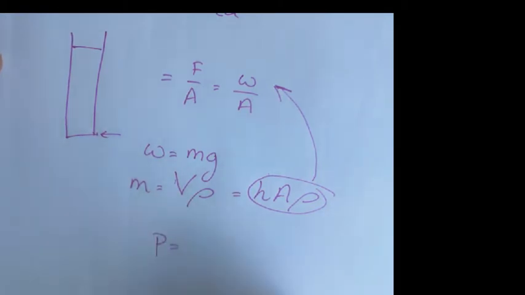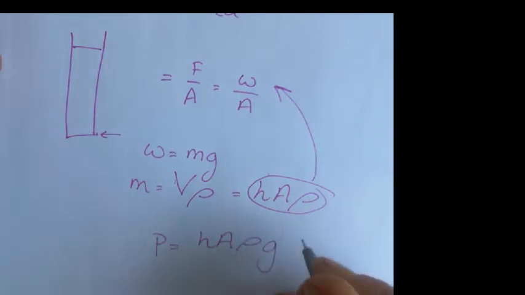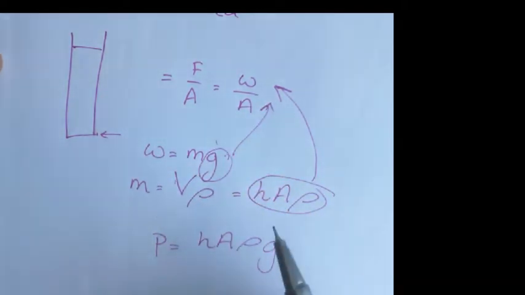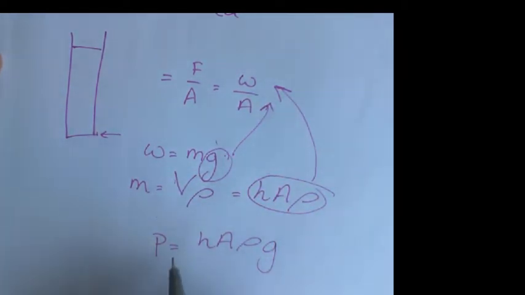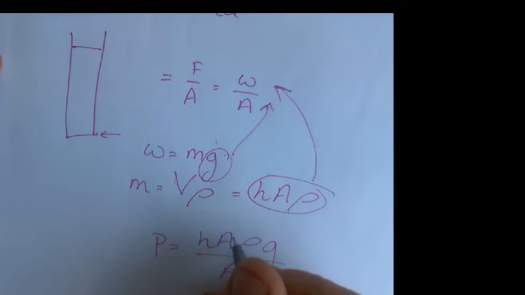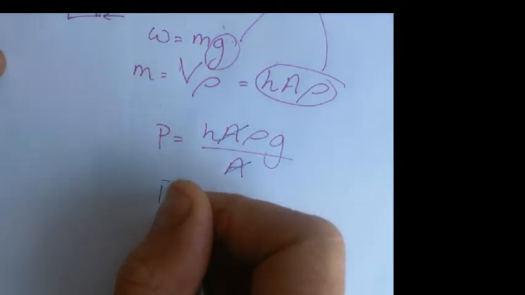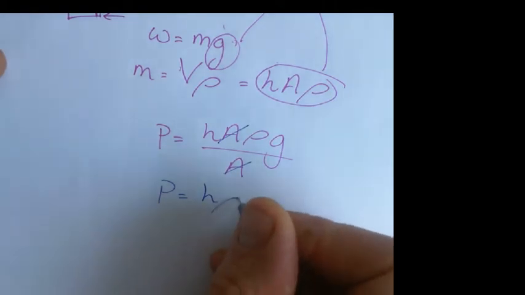P equals HA rho G. I've got that G from this bit here, all over A. And if you've got something on the top that's the same as something on the bottom, you can just cancel it out, which tells me that P equals H rho G.